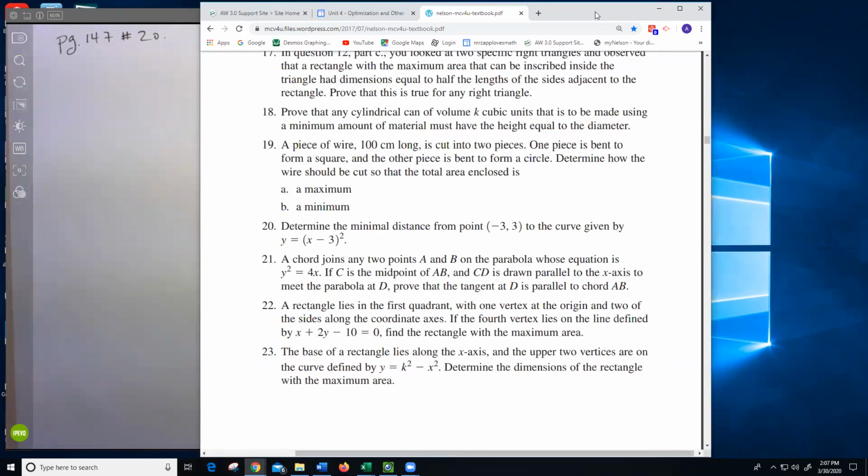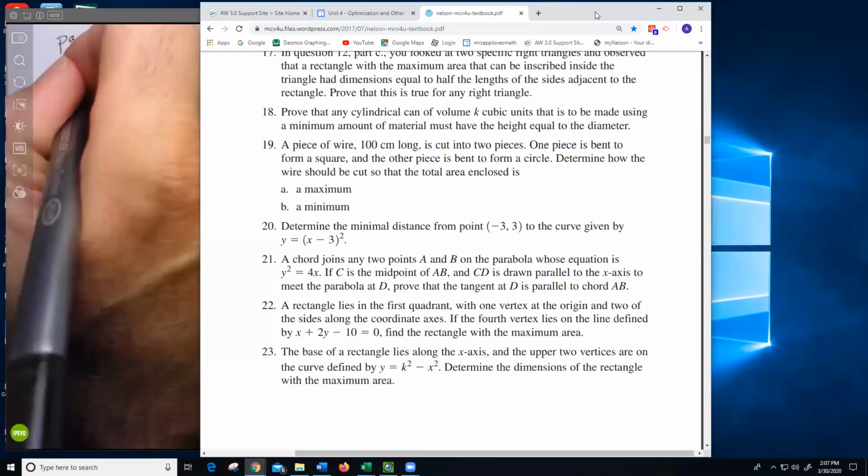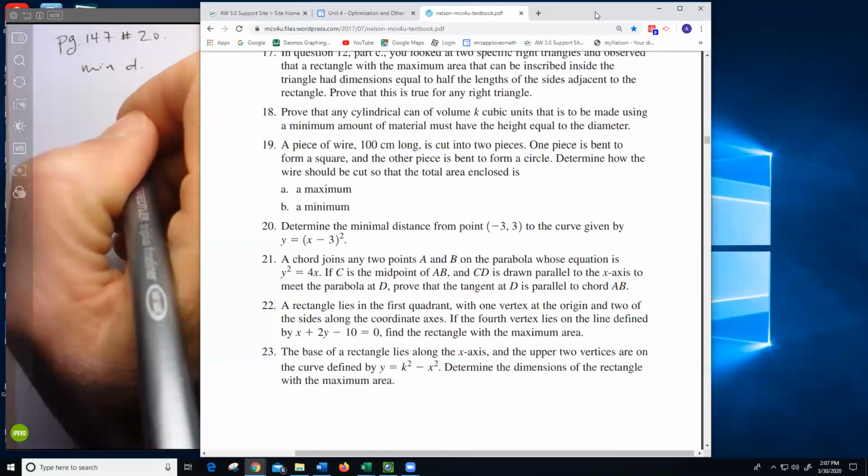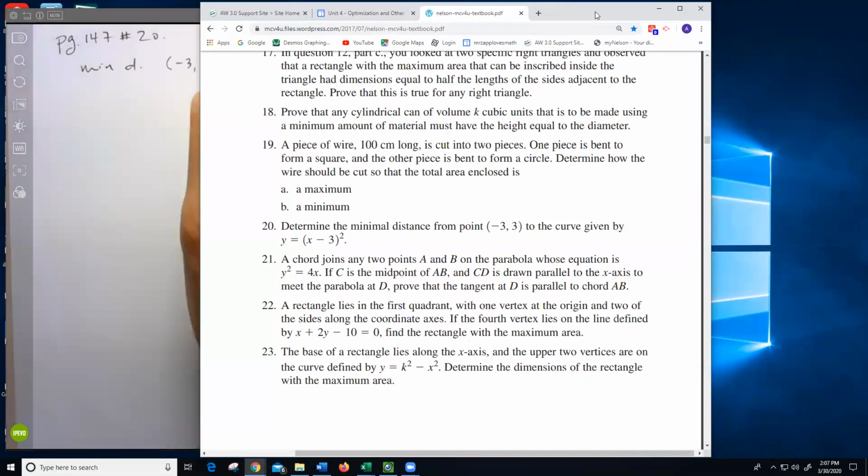I'm just going to write everything out. So here we want the minimum distance, and that's from the point (-3, 3) to y equals x minus 3 squared.